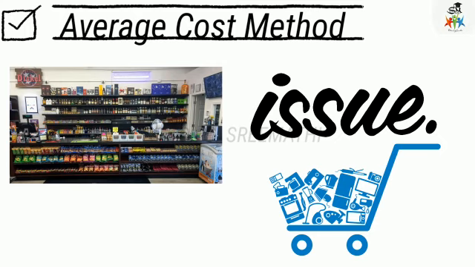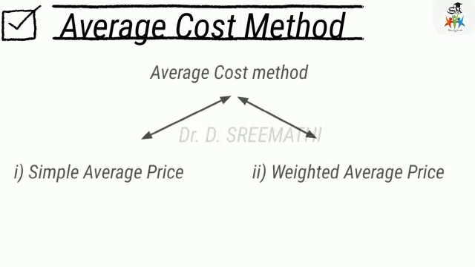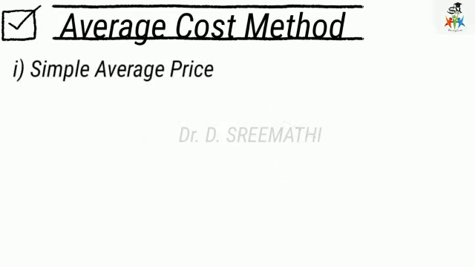So when the materials are mixed up in the store, it is possible only to use a different approach, like the average cost method. It is proper if materials are issued at the average cost of materials in the store. So how is this average cost to be prepared? This average cost has two types. The first one is the simple average method and the next one is the weighted average method. Let us start with the simple average price.